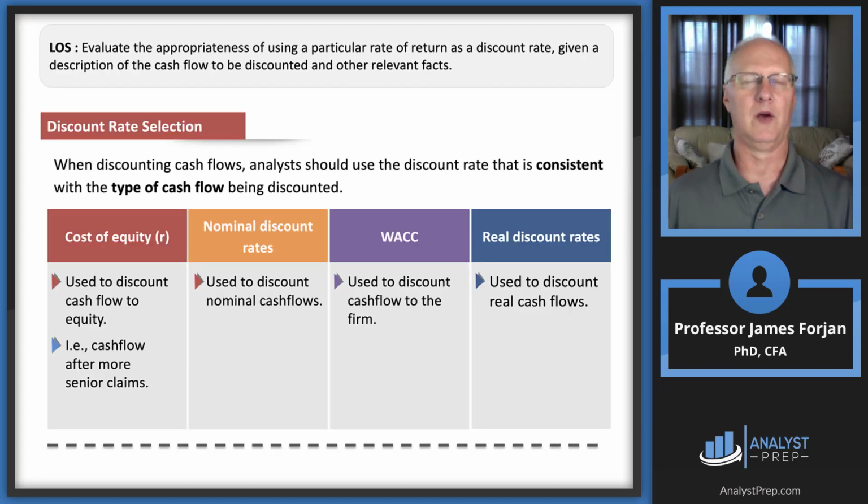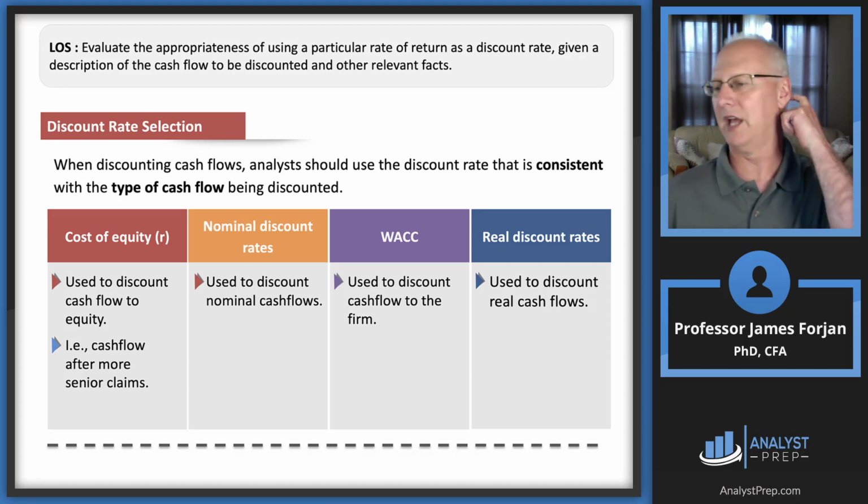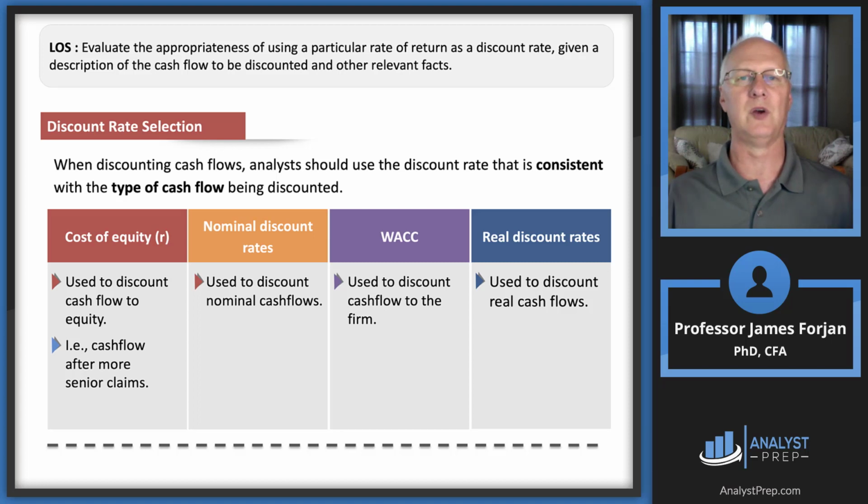Here's a really good LOS. I wish I could give you a really, really great example and a great answer to this. Evaluate the appropriateness of using a particular rate of return as a discount rate. I'd love to be able to say to you, hey, when this happens, then use this rate. Now, we can do that in general terms, but there's always an extra variable thrown in that makes us scratch our heads. All right, so are you ready for this?